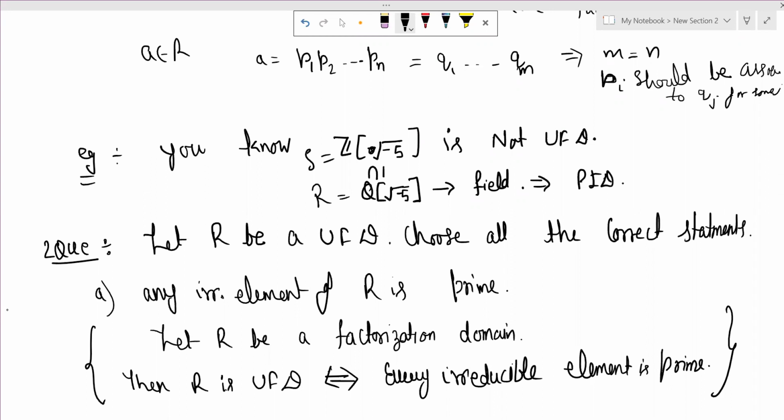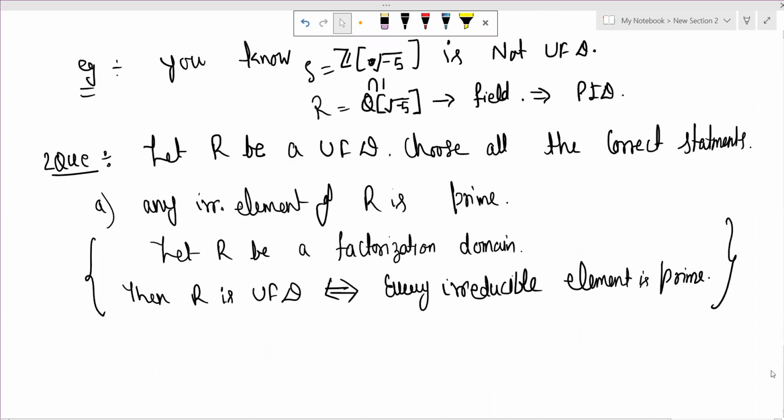In the last class and in the last interaction session, we proved that over PID, every irreducible element is prime. But now this statement is saying over UFD, every irreducible element is prime. So by this fact, theorem, you can say this is the true one. Any irreducible element of R is prime, since it is UFD.